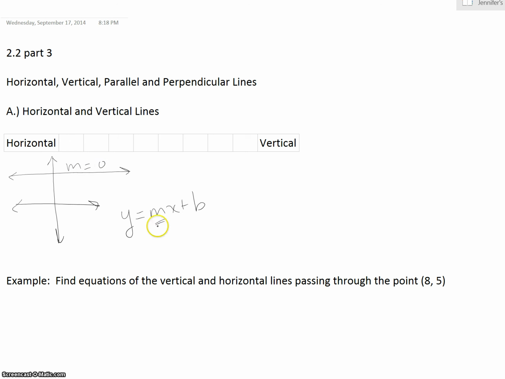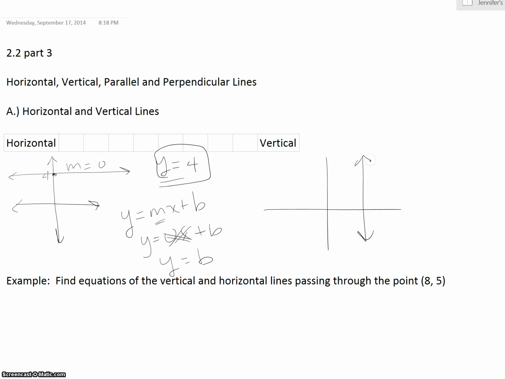If you put in a 0 right here, you would have y equals 0x plus b. 0 times x is gone. So in a horizontal function, or horizontal line, because your slope is 0, you don't have an x term in your equation. You just have your y term equal to the y-intercept, which is where it crosses the y-axis. So if this was at positive 4, then the equation for this line would be y equals 4. There's no x term, again, because there is no slope. The slope is 0.